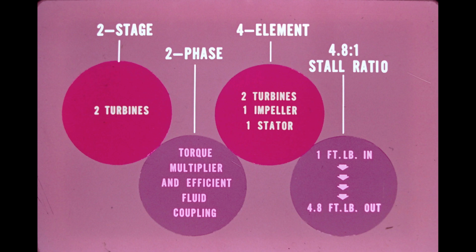As an example of sales manual terminology, the E200 scraper is listed as having a two-stage, two-phase, four-element torque converter with a torque ratio at stall of 4.8 to 1. This means that the converter has two turbines, can function as both a torque multiplier and efficient fluid coupling, and has four major components: two turbines, one impeller, and one stator. Also, when this converter is multiplying torque to its capacity, 4.8 foot-pounds of torque are delivered to the drivetrain for every 1 foot-pound of torque supplied to the converter from the engine.